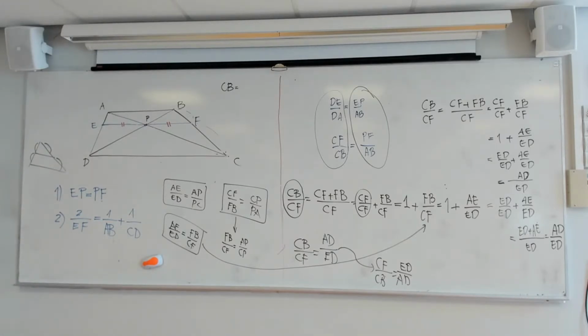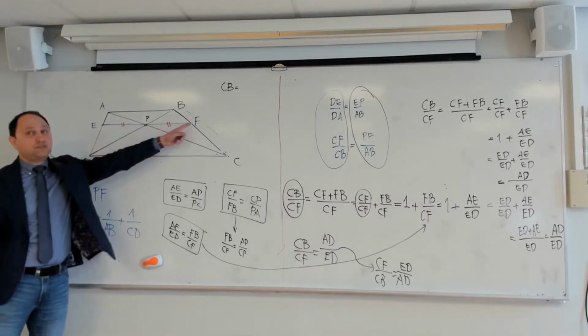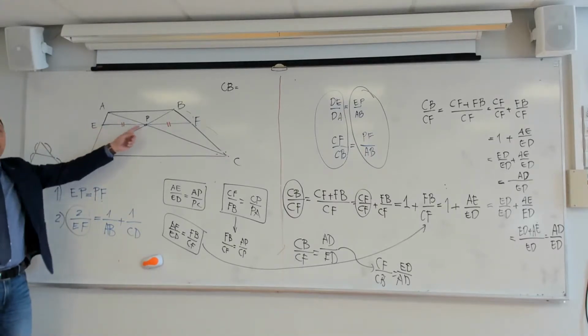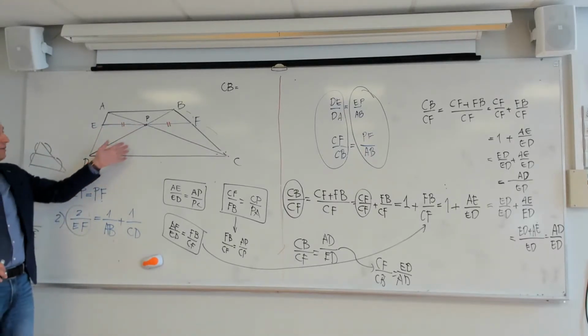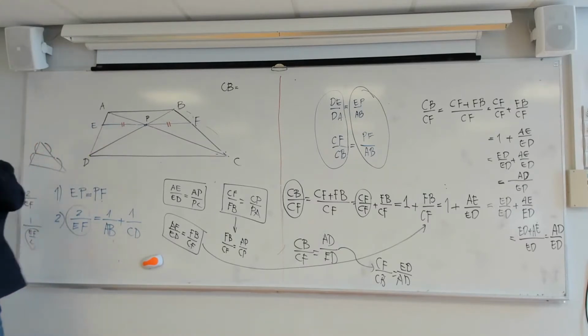Because it's 2 over EF, I have a hunch here. So 2 over EF, what is that? 1 over EF plus 1 over EF, if you want to split it. But I was thinking, instead of 2 over EF, I can write 1 over EF divided by 2. How is that better? Because I understand what EF divided by 2 is: it's EP, or PF, just one of them. And then instead of working in a trapezoid, you can just work in a triangle. Maybe this is a clue. I don't know, it just came to my mind.